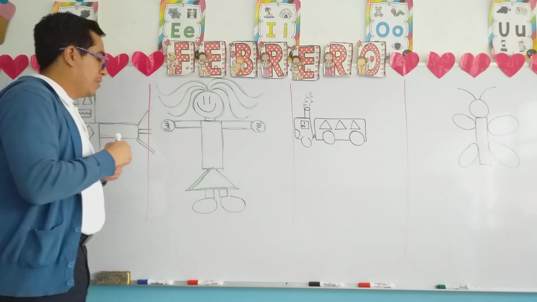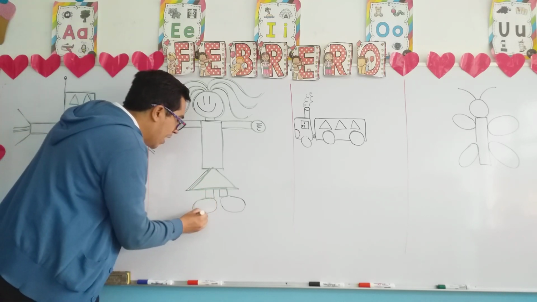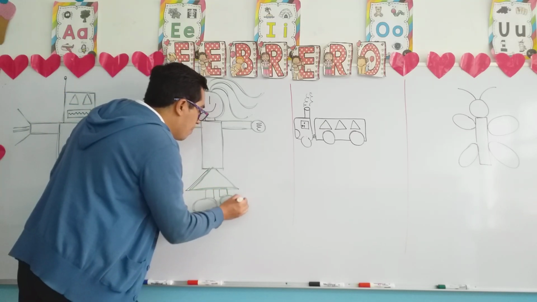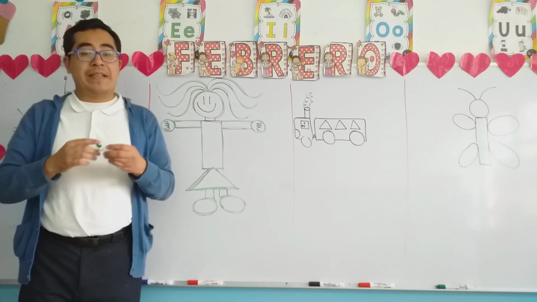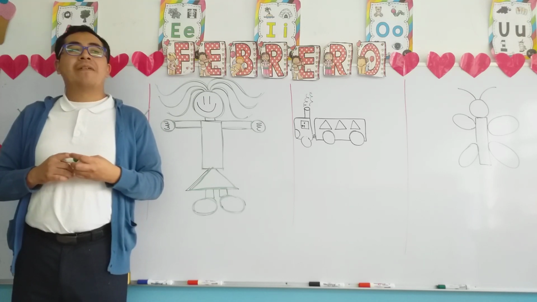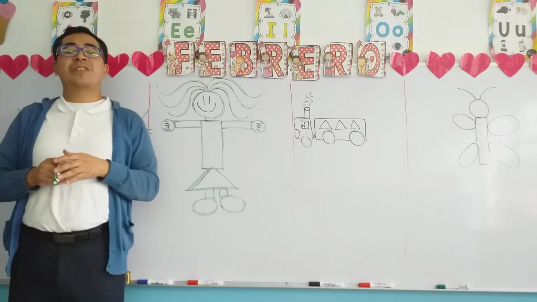Oval, very good. So we have oval. Oval number one, oval number two. And that's it. We have finished with the girl. Now, let's continue with the truck.